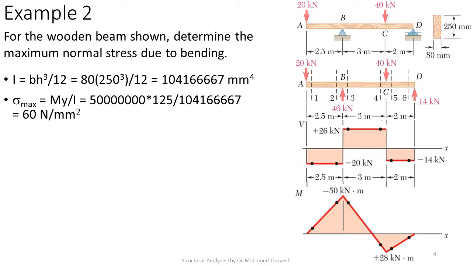negative 50 kilonewton meter. So for 50 kilonewton meter, I will make the kilonewton Newton, so I'll multiply by 1000, and the meter I will make millimeters, so I'll multiply by another 1000, so that's a million. So times 1000 and times another 1000 makes it 50 million, divided by, of course, the I. Now my units are consistent. It's Newton and millimeter. So now I will find that sigma is equal to 60 Newton per millimeter square, or 60 megapascal.